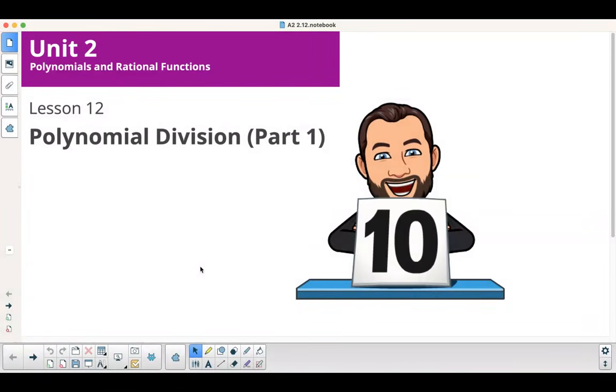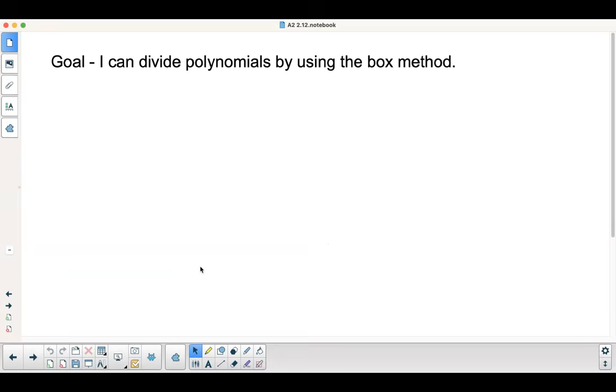Okay, Illustrative Math, Unit 2, Lesson 12 is called Polynomial Division, Part 1. So our goal is: I can divide polynomials by using the box method. Basically, we're going to use a box to do division of polynomials.